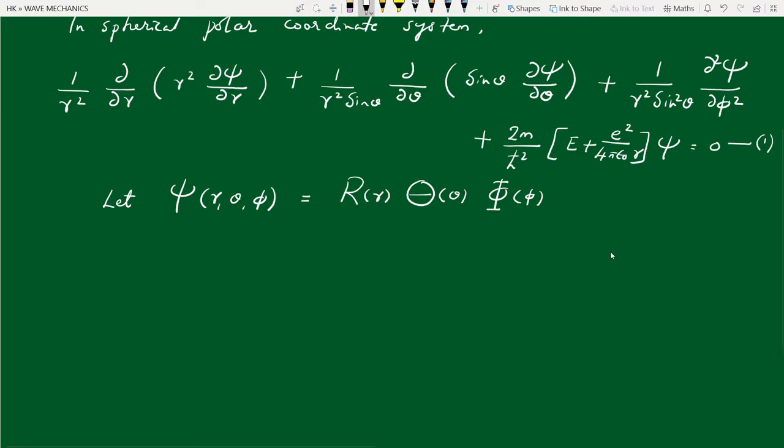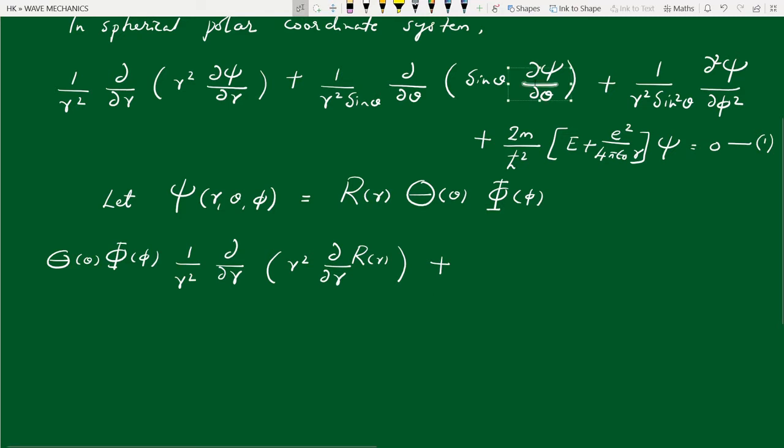So the first term will be like this: capital theta, capital phi, they are taken outside. 1 by r square dou by dou r of r square dou by dou r of, instead of psi we have substituted capital R into capital theta into capital phi, and this theta and phi we have taken outside, so there is only r here. Plus, now look at the second term.